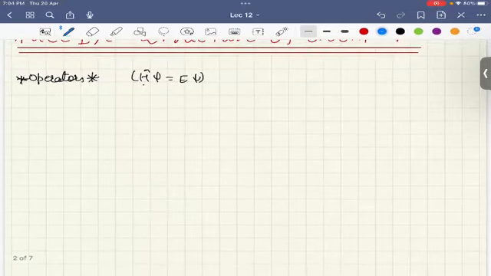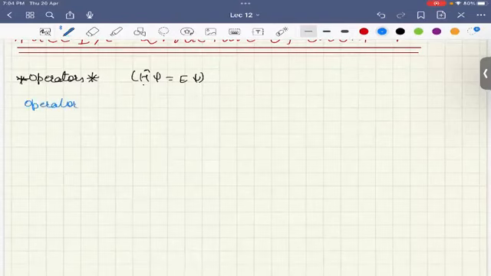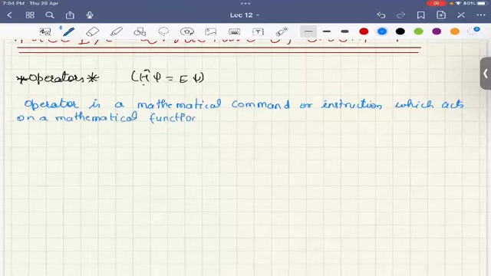So, an operator is a mathematical command or instruction which acts on a mathematical function. Okay?